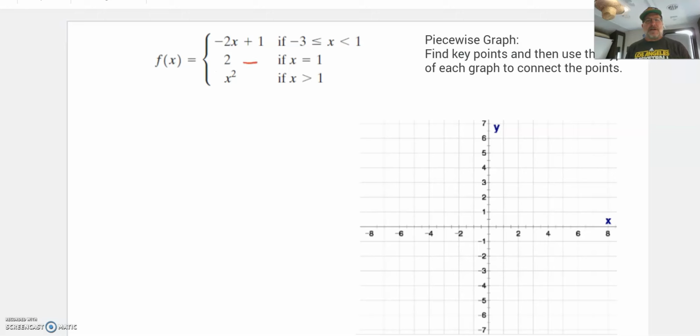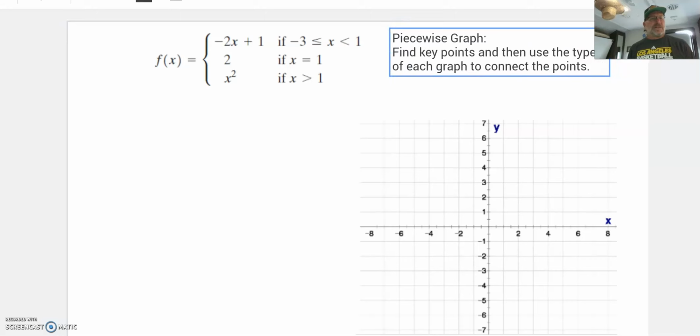Sometimes this could be a horizontal line, so keep that in mind. And then this last one is just the parent parabola, that parent U shape, and we're going to use it for x greater than 1. I encourage you to find the key points first, and then use the type of each graph to connect the dots.